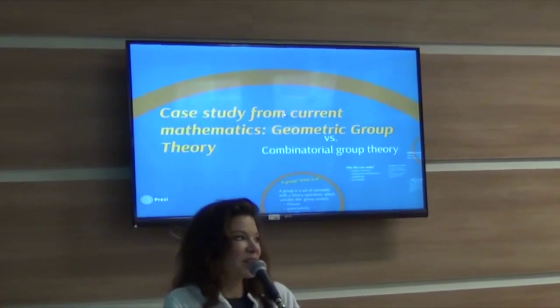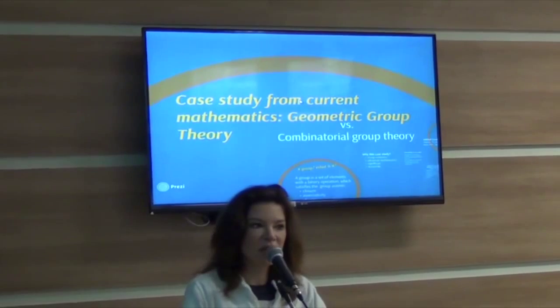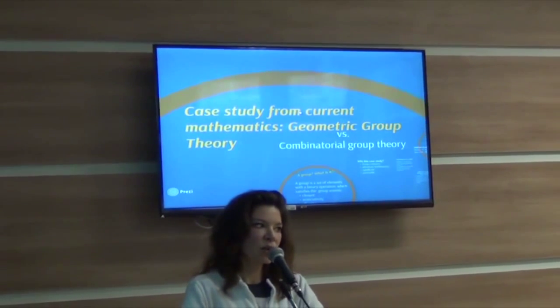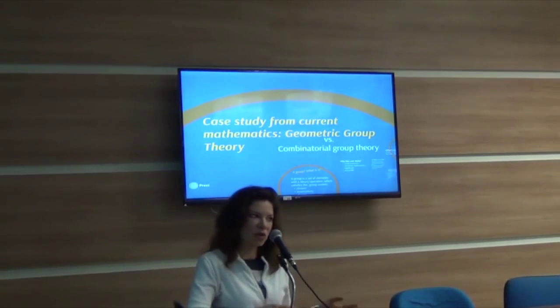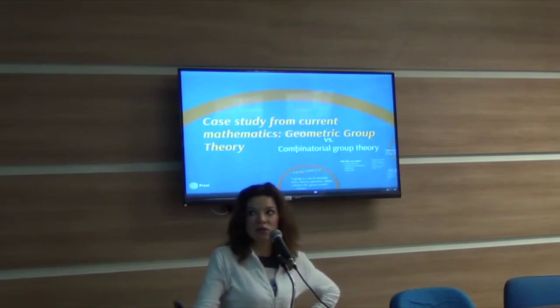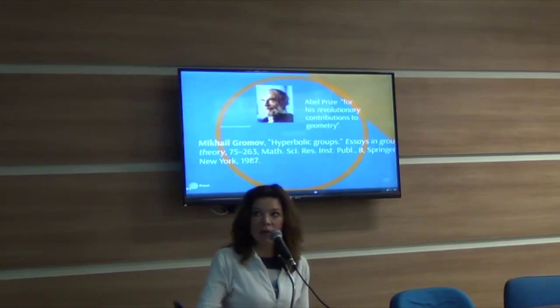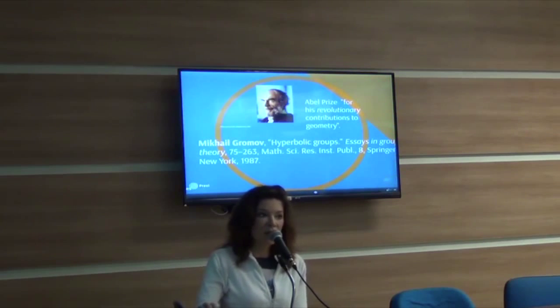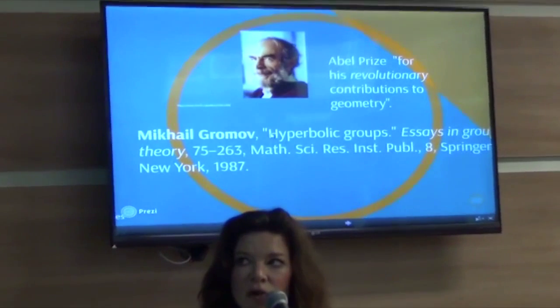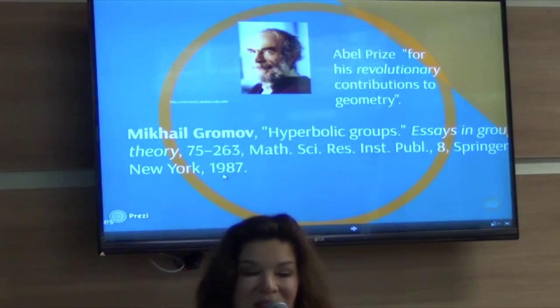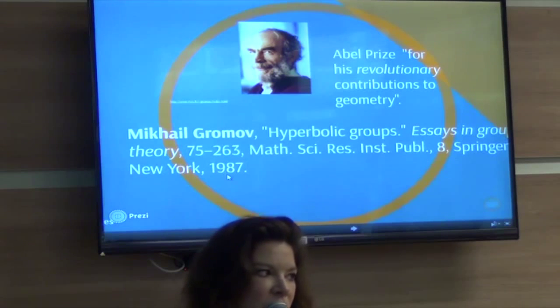So the case study we are going to discuss today is from current mathematics, in particular geometric group theory, and I will try to contrast it with combinatorial group theory. These two are approaches to group theory. One is combinatorial and one is geometrical. Combinatorial is the traditional approach, whereas geometric is a relatively new approach. It begins with a famous paper by Mikhail Gromov, a Russian mathematician, now a French mathematician, with the publication of his paper, Hyperbolic Groups, in 1987. So you can see it's a relatively new area of mathematics.